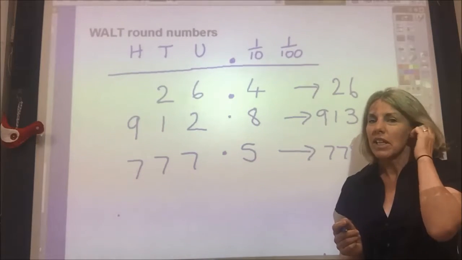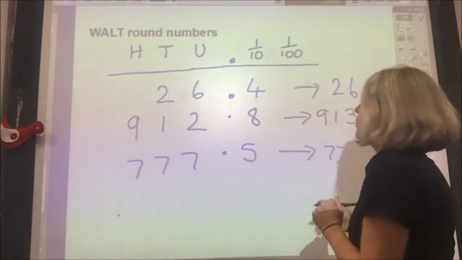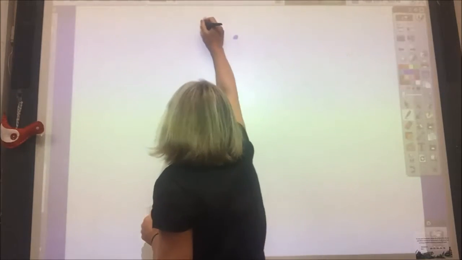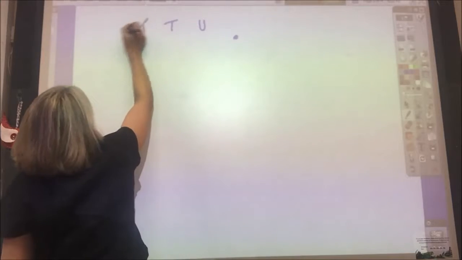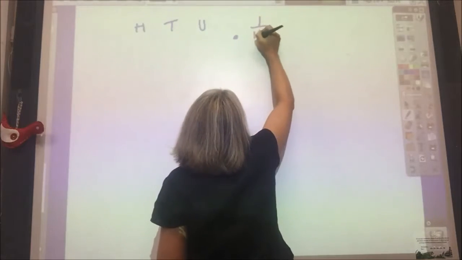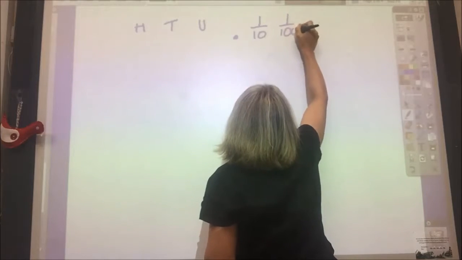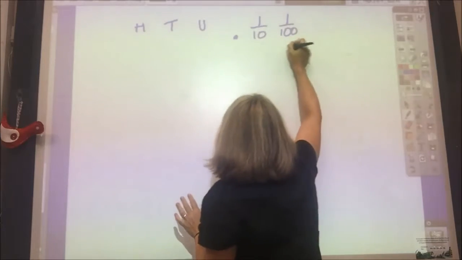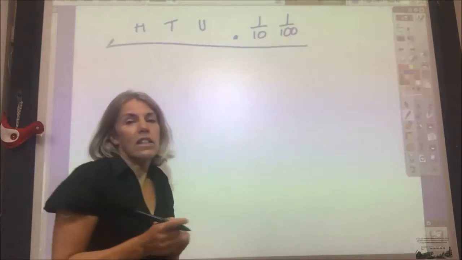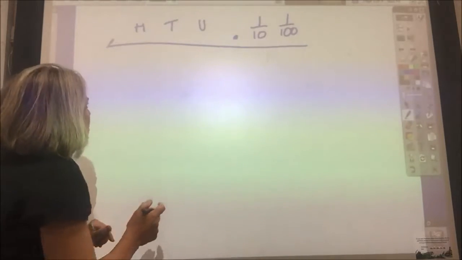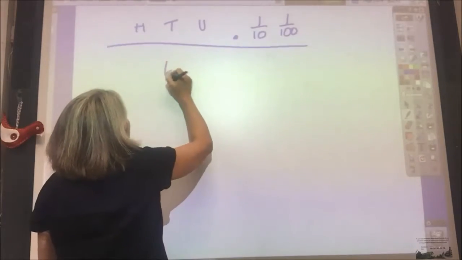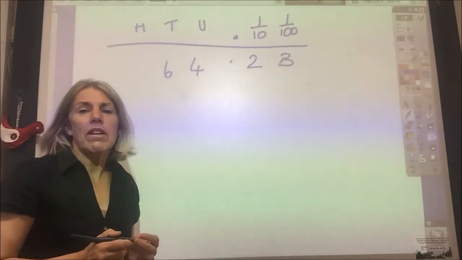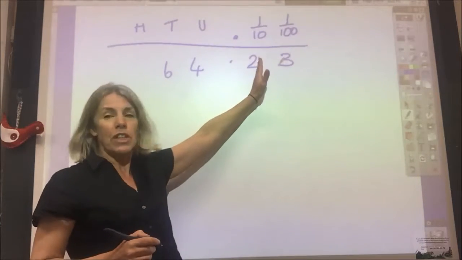Let's go on and see what happens if we're rounding to the nearest tenth. Same principles apply. So, pop up our decimal point, units, tens, hundreds, and then on this side, tenths and hundredths. Let's start with a number. So let's have 64.23. This time we're rounding to the nearest tenth. We're looking at this column here.